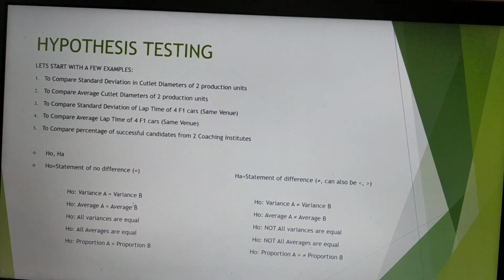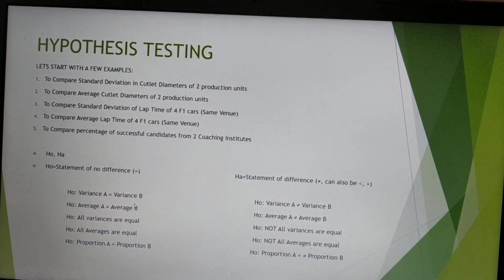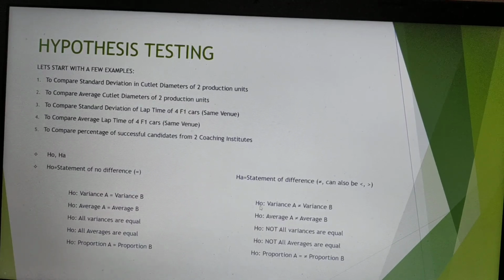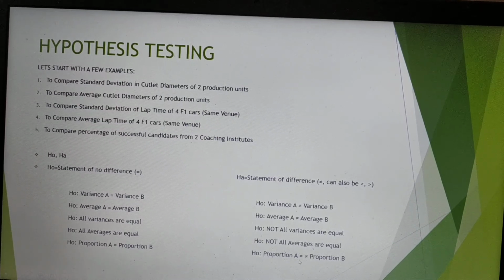So our alternate hypothesis would be variance A is not equal to variance B, average A is not equal to average B, not all variances are equal, not all averages are equal, proportion A is not equal to proportion B.